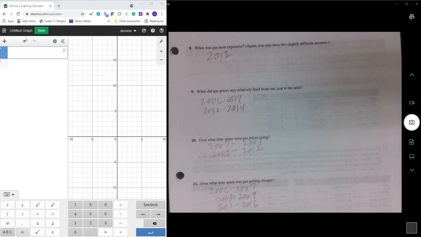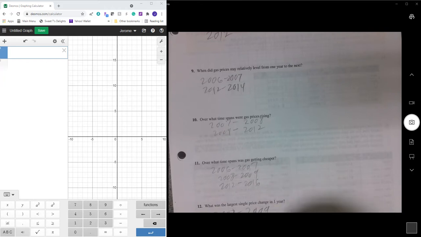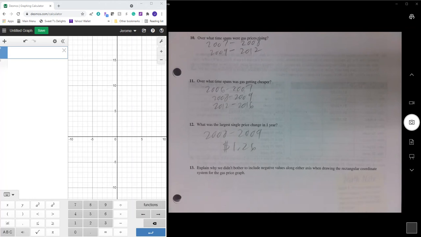What was the largest single price change in 1 year? The largest single price change in 1 year was from 2008 to 2009, and it was a difference of $1.26 from 2008 to 2009. All right.